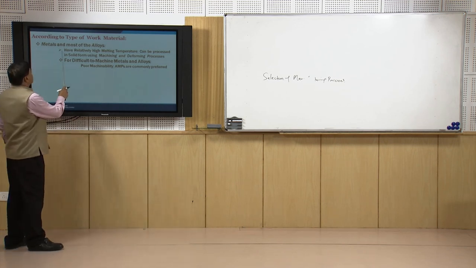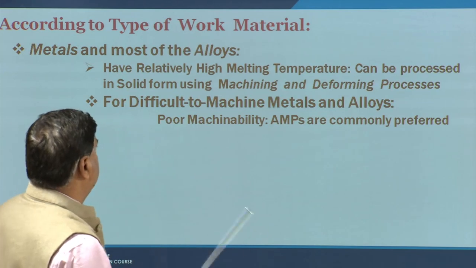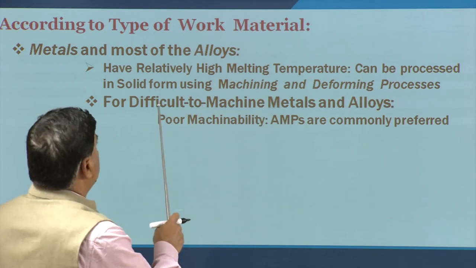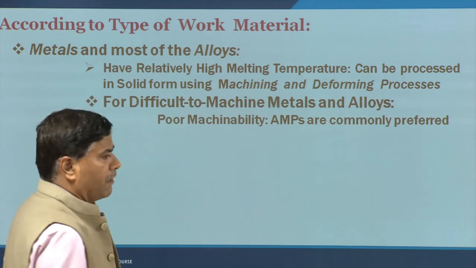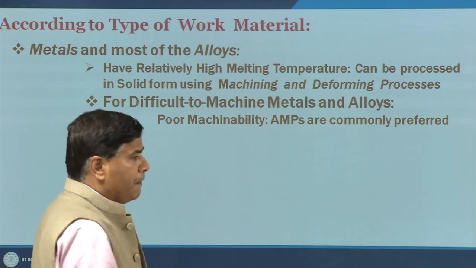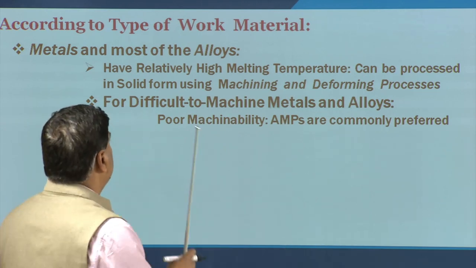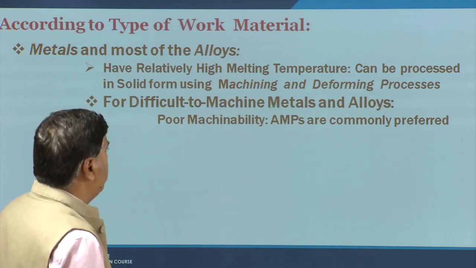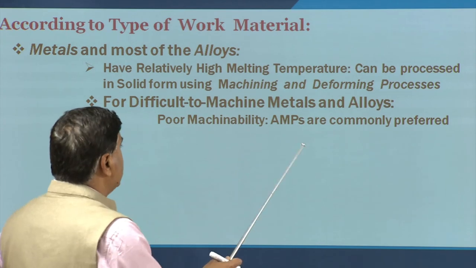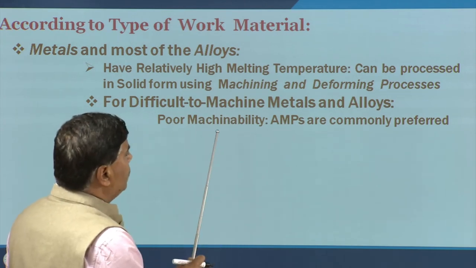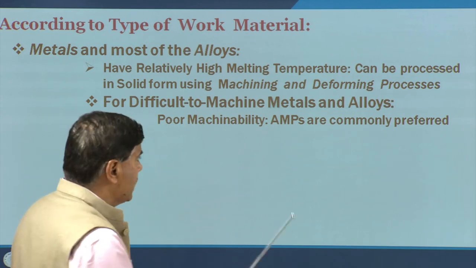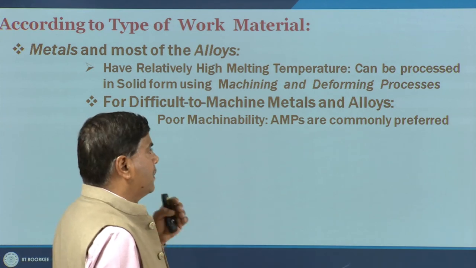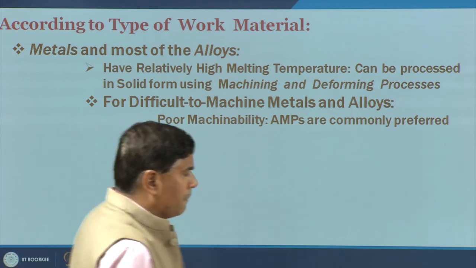For example, the metals and most of the alloys related to the metals have a high melting point temperature. So, they can be processed in the solid form using machining or deformation processes, because the high melting point makes the melting of the metals difficult. And there are certain difficult to machine materials which offer poor machinability using conventional processes because of their high hardness, and therefore advanced manufacturing processes are used for processing of those metallic systems.